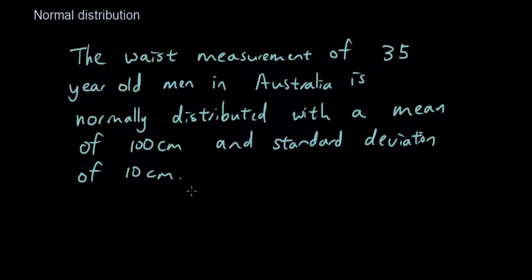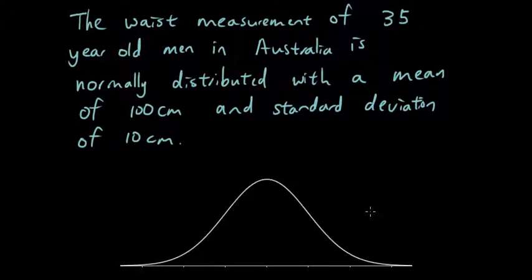So all normal distribution problems will usually be presented to you in a context like this. The waist measurement of 35-year-old men in Australia is normally distributed with a mean of 100 centimeters and a standard deviation of 10 centimeters. So what does that mean? So let's draw a quick graph to show you guys.